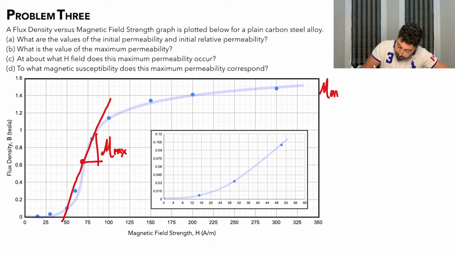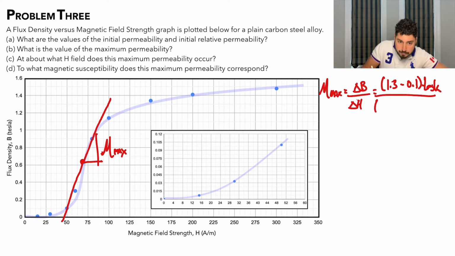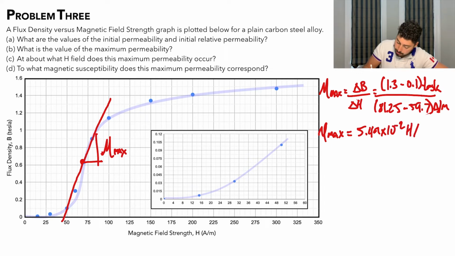So we can say that mu max is equal to the change in flux density divided by the change in magnetic field strength. That's going to yield the greatest slope. So the points that I chose were 1.3 minus 0.1 Teslas divided by 81.25 minus 59.7, and that's amps per meter. Plugging that in your calculator is going to give you mu max, which is equal to 5.49 times 10 to the minus 2 henries per meter. And that's going to be our maximum permeability.